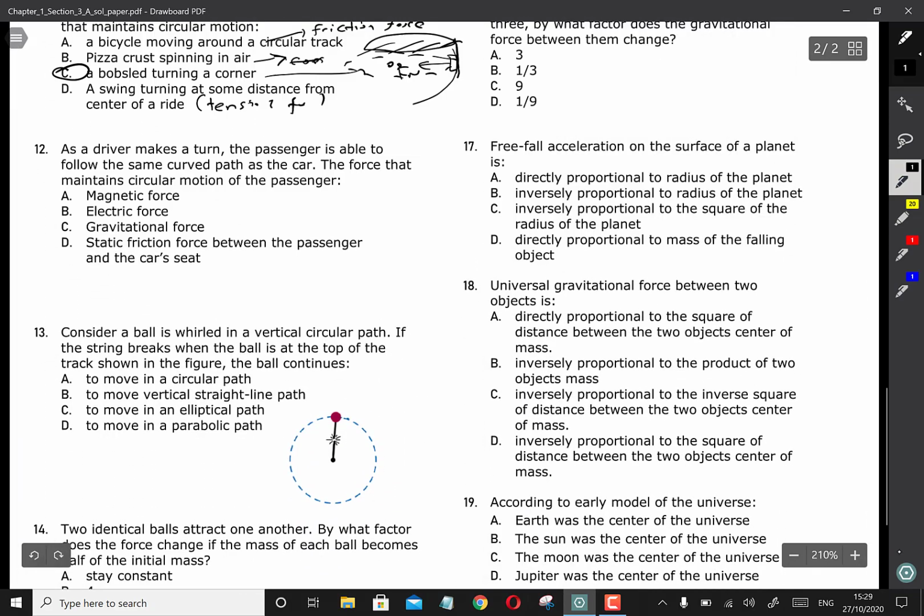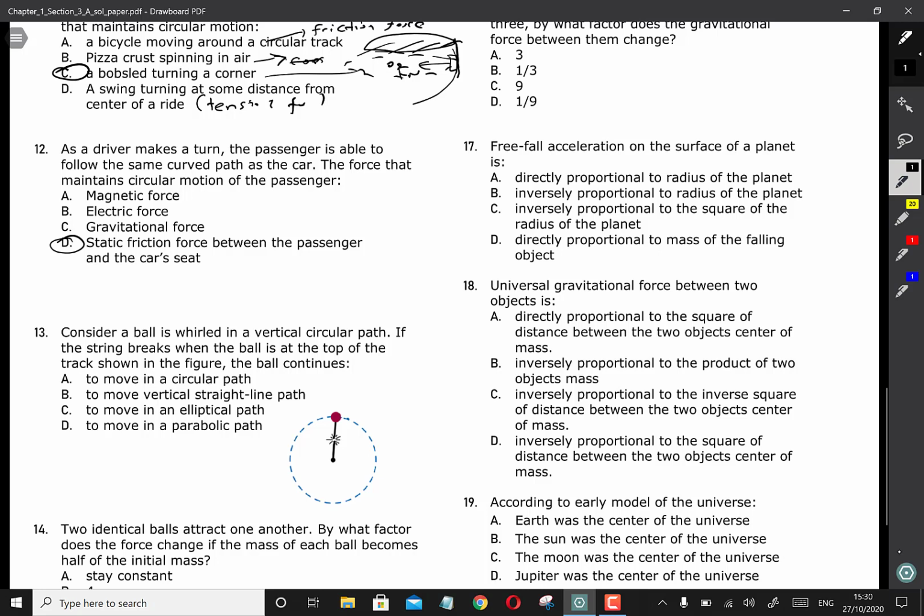As a driver makes a turn, the passenger is able to follow the same curved path as the car. So what is the force that maintains circular motion of the passenger? The passenger is in contact with the car seat. So of course, the force acting on the passenger's body must be the force between the seat and the passenger. What force exists between seat and passenger? In here, static friction force between the passenger and the car's seat. This is the correct answer.